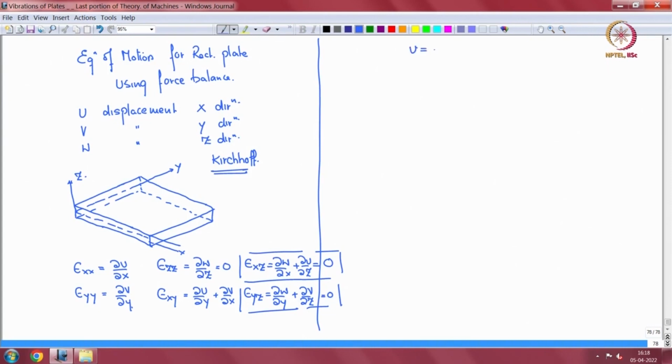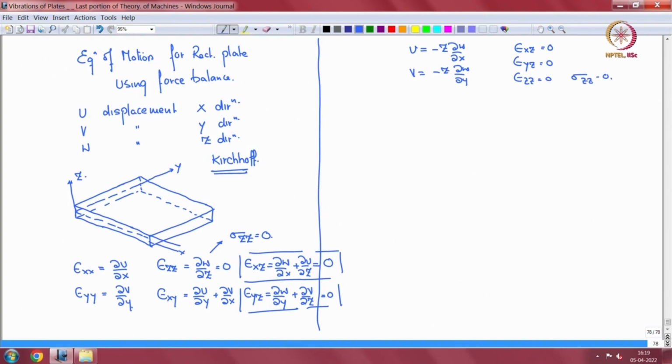U is equal to minus z del w by del x, which is beta 1, and v is equal to minus z del w by del y, which is beta 2. Okay, and along with this we have what? Sigma zz is also 0. So epsilon xz is 0, epsilon yz is 0, epsilon zz is 0, and sigma zz is 0.